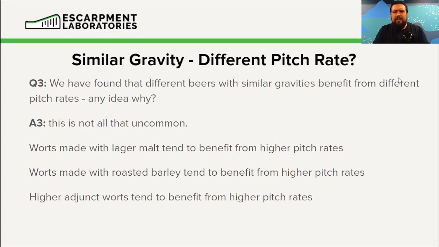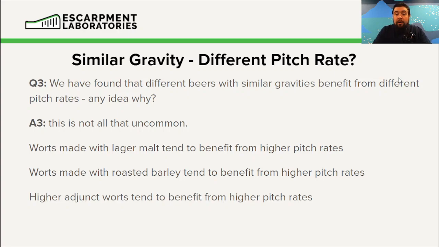Now, something we also see, similar gravities require different pitching rates. We typically see pitch rates be like 0.1 million cells per mL per degree Plato, which means that everything is standardized based on gravity or what the density is. So we would assume that 2 beers that both start at 1040 would have the same amount of yeast cells needed per hectoliter or per barrel. This isn't uncommon, requiring different amounts. We'll walk you through a little bit.